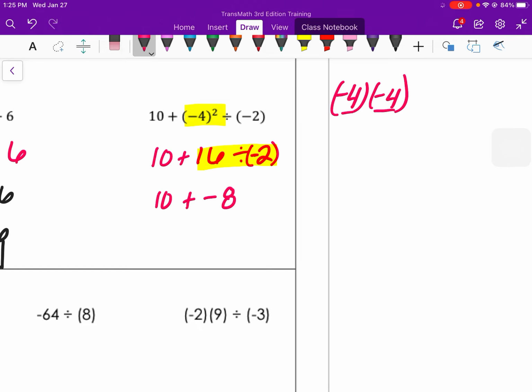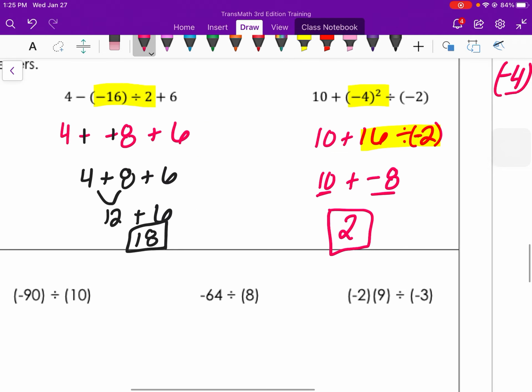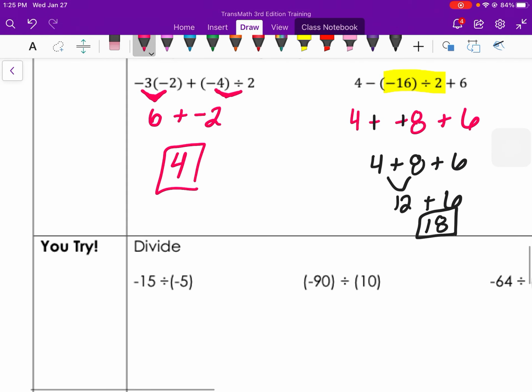And then finally the addition. 10 positives and 8 negatives. This is the same thing as 10 minus 8, which is 2. Remember, if the signs are different, you find the difference between them and you keep the sign of the bigger number, which is 10. So +2. Okay, you try.